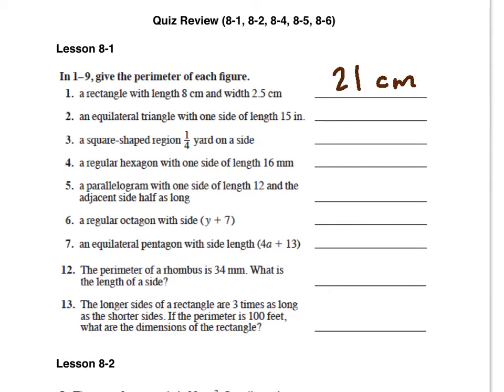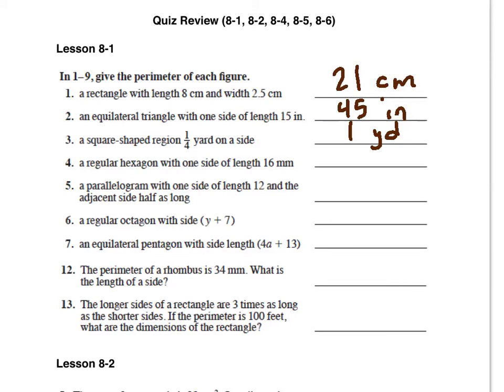Number 2, an equilateral triangle whose one side is 15. If it's equilateral, if one side is 15, all three sides are 15, which is going to give you 45 inches for the perimeter. Number 3, a square, 1/4 of a yard on each side. 1/4 plus 1/4 plus 1/4 plus 1/4 equals 1 yard.